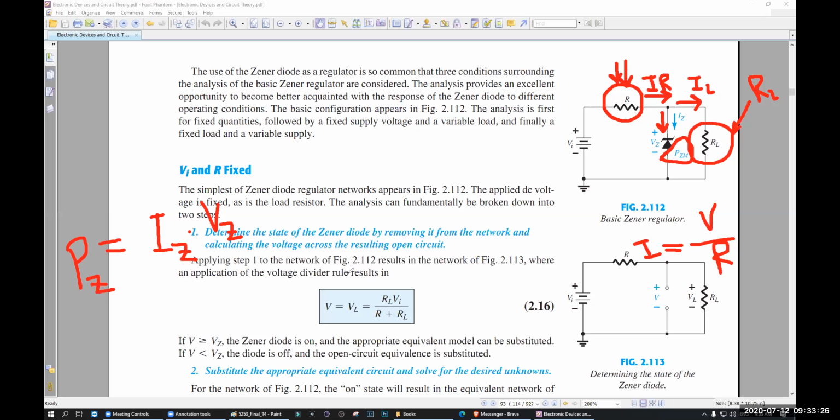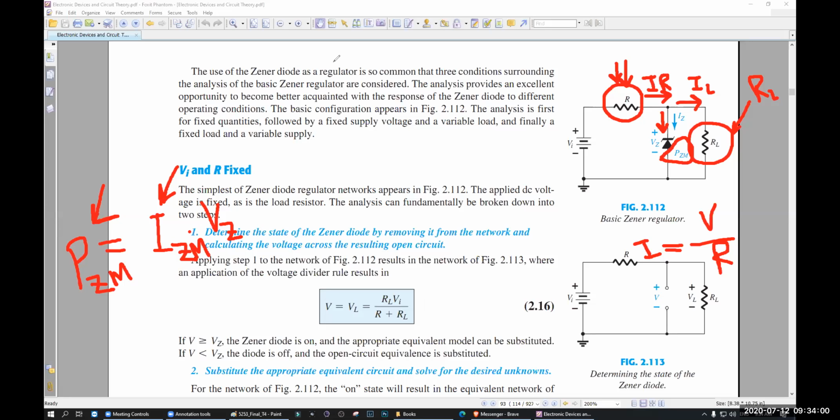Here, there are maximum and minimum values, right? If I consider the maximum one, IZ will be maximum because VZ is a fixed value. VZ does not have any maximum or minimum value. So PZM means the maximum power it can sustain. That means IZM, the maximum current it can sustain. If you give more current than IZM, the circuit will be gone. The Zener diode will be damaged. That's why you need to calculate the IZM as well.